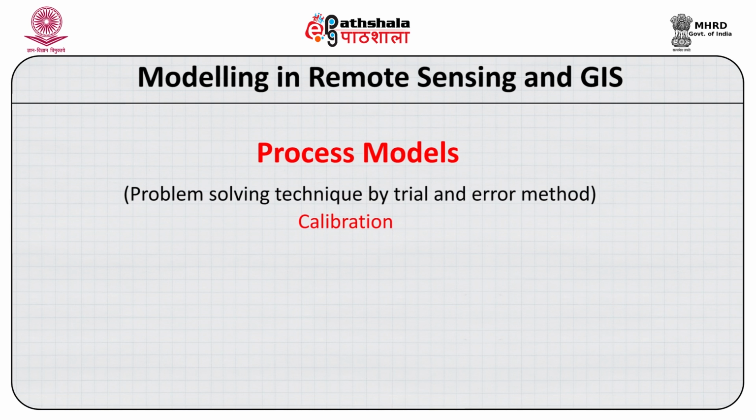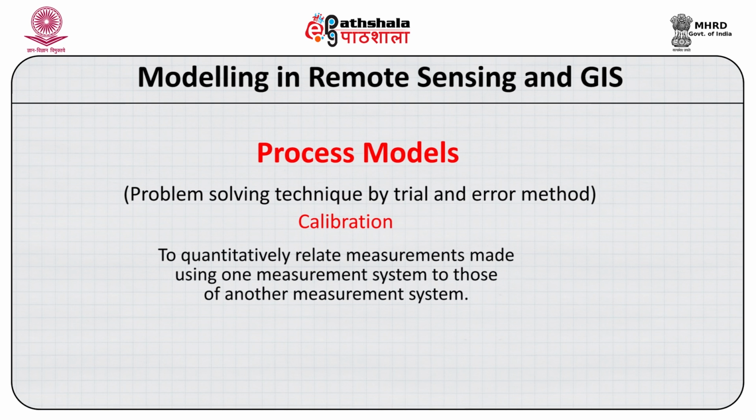Calibration. The goal of calibration is to quantitatively relate measurements made using one measurement system to those of another measurement system. This is done so that measurements can be compared in common units or to tie results from a relative measurement method to an absolute unit.